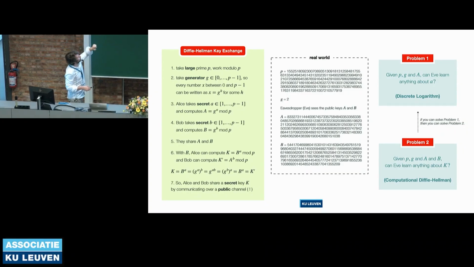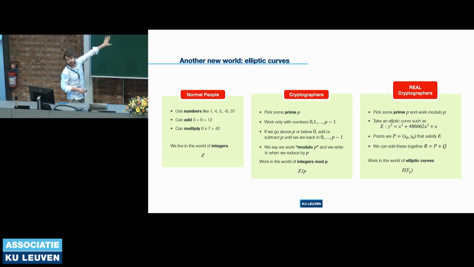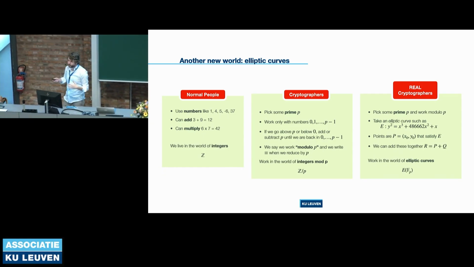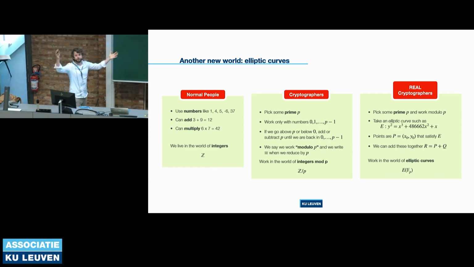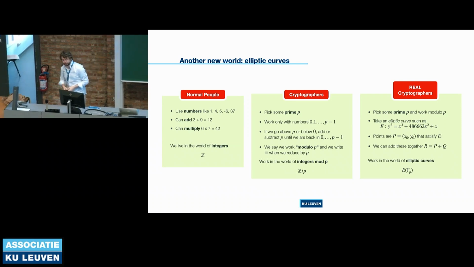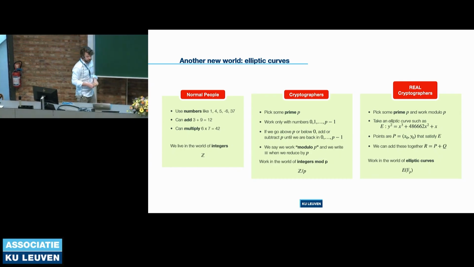Now, I told you that there were these 2 worlds, but then actually, for real cryptographers, there is a 3rd world, which is elliptic curves. And now we're going to switch to elliptic curves, because actually working in these huge fields is surprisingly slow and inefficient and not very nice. And then by switching to this world of elliptic curves is going to be much nicer.